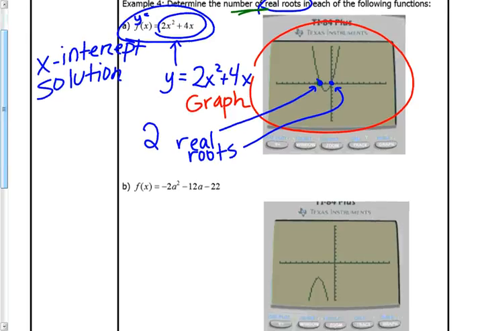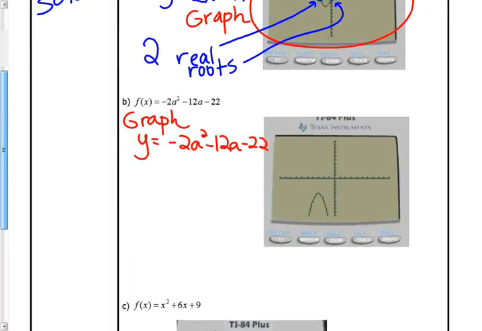So the same thing for B. If we are determining the number of real roots here, we want to know how many times it crosses the x-axis. So I would want to graph this in my calculator into y equals, and make sure you're putting the signs there. Negative 2a squared minus 12a minus 22. When you do that, remember before we said if the quadratic term is negative, then usually our parabola is going to be upside down. So if you graph it, it winds up looking something like this. So there's a picture there.